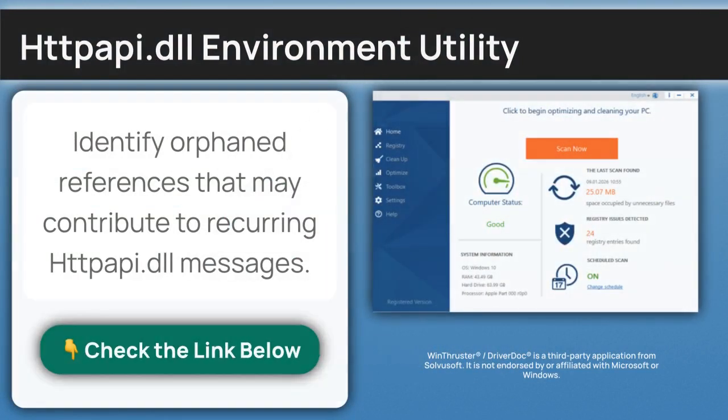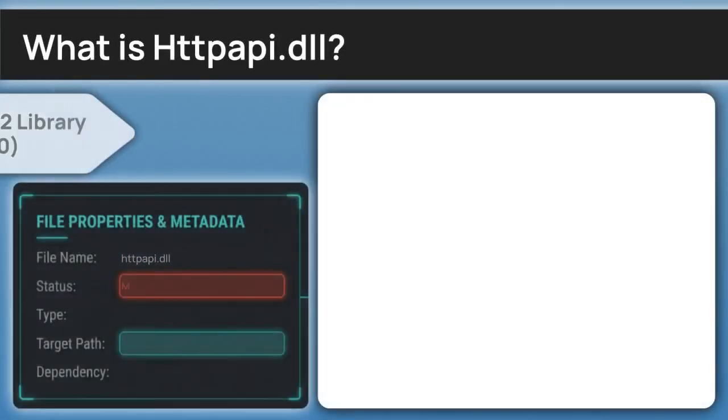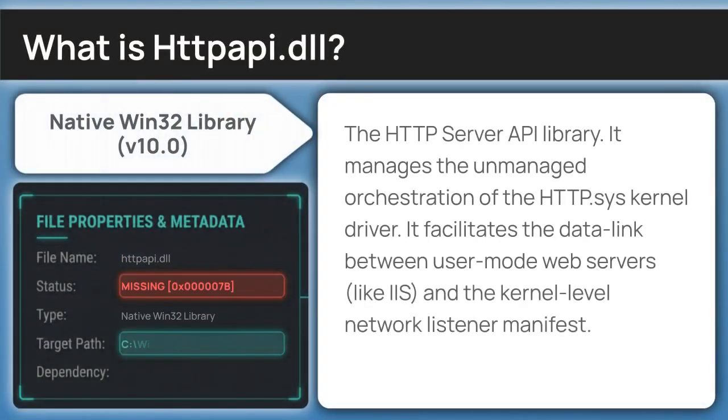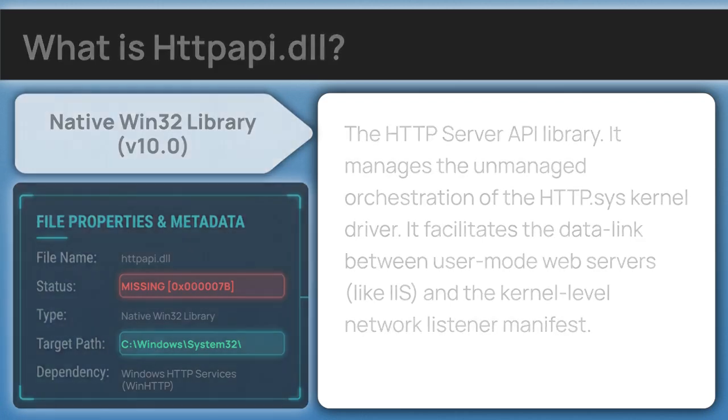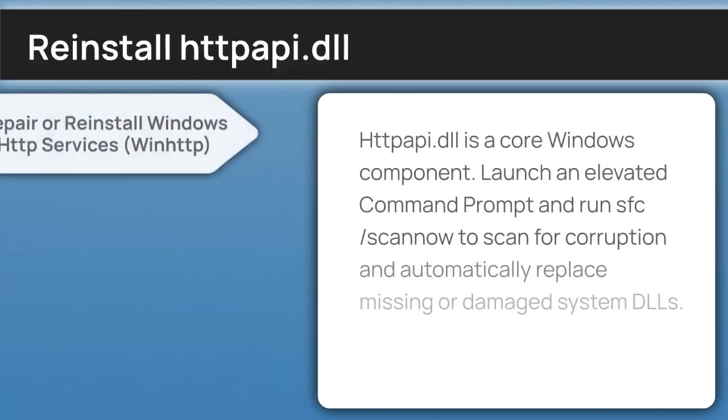This is the HTTP API Library, the HTTP Server API Library. It manages the unmanaged orchestration of the HTTP.sys kernel driver. It facilitates the data link between user mode web servers like IIS and the kernel-level network listener manifest. With the why out of the way, let's focus on getting you running again. HTTPapi is a core Windows component.